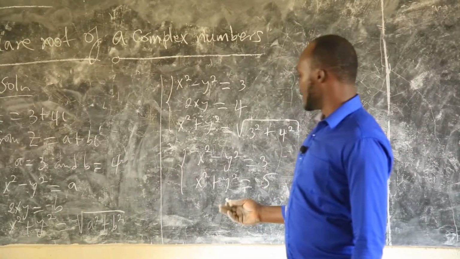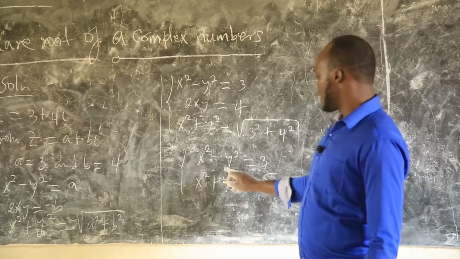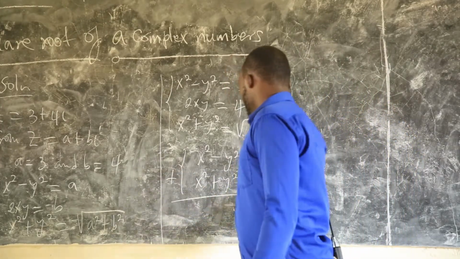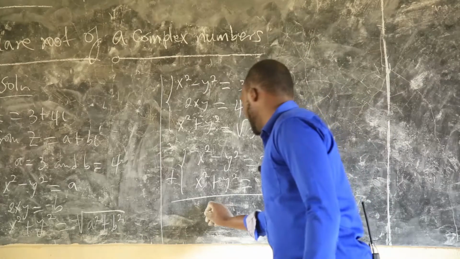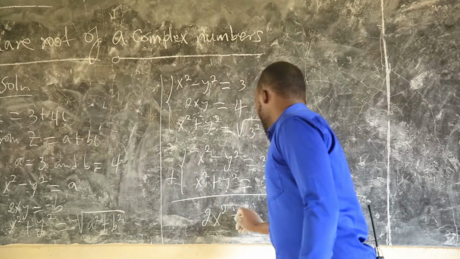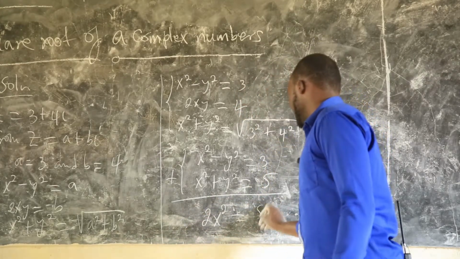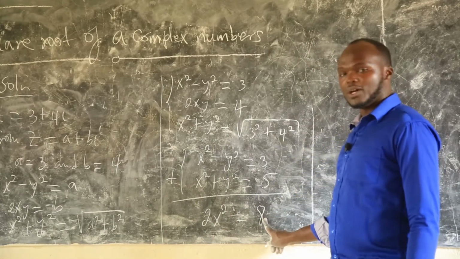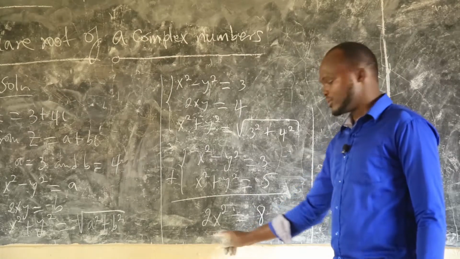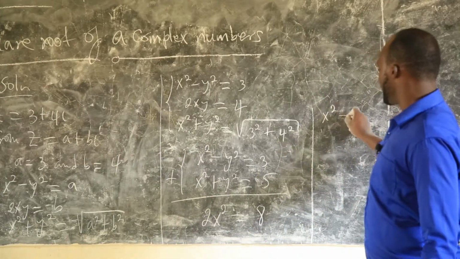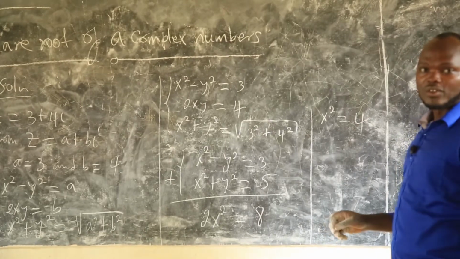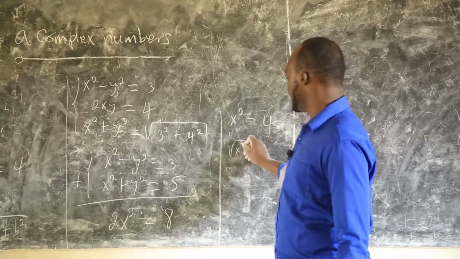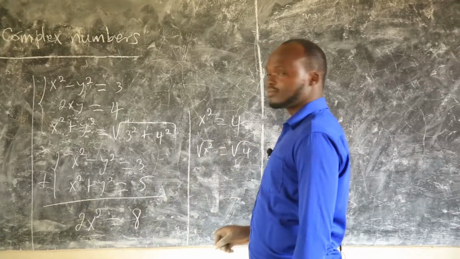So now we're going to eliminate y. It has a negative here and it has a positive here. We are just adding. If we add, we have to get 2x squared equal to 8. So meaning that x squared equal to 8 divided by 2. We're going to divide both sides by 2. Then x squared is 4. We're going to find the square root of both sides. That's the square root of x squared, which is equal to the square root of 4.